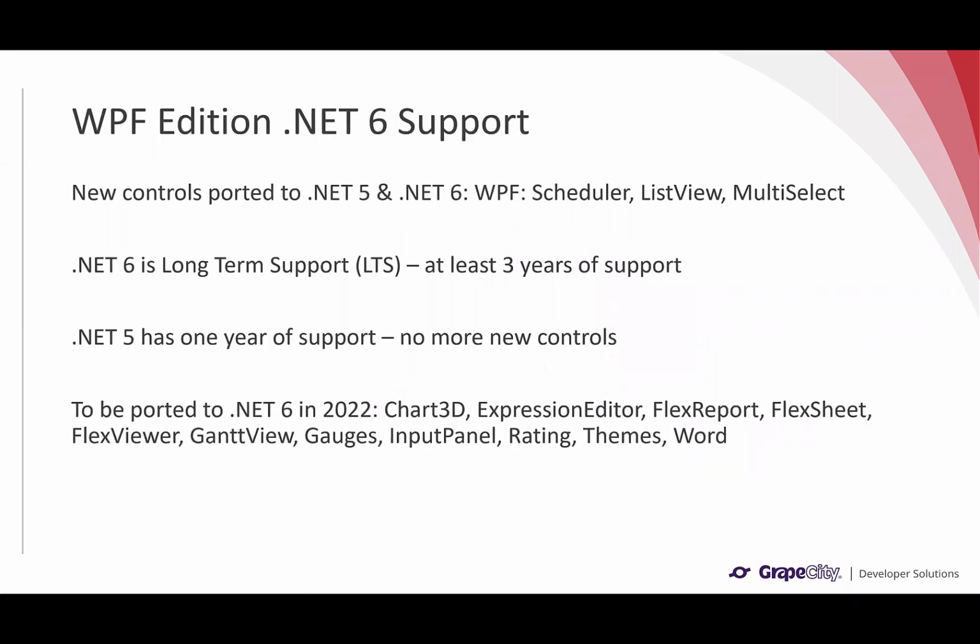Next, let's move on to WPF. So just like WinForms, we now have WPF .NET 6 packages for all of the previously released .NET 5 packages. Plus, we've released a few new .NET 6 versions for Scheduler, Multi-Select, and List View. Our List View control is a reworked version of the C1 list box with an updated Fluent design. And listed here are the remaining controls that will be ported to .NET 6 during 2022.